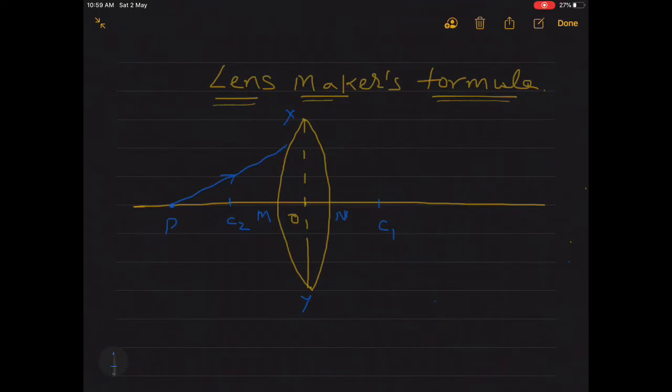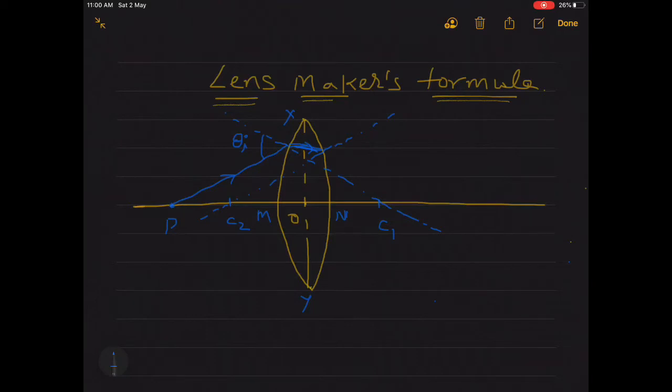One is obliquely incident on this first surface XMY. If you join this point to the center of curvature of the first surface, you will get the angle of incidence theta i. This ray would refract and bend towards the normal, and be incident on the second spherical surface. If we join this point, then again this will be the normal. This time the ray is entering from denser to rarer medium, so it will bend away from the normal.